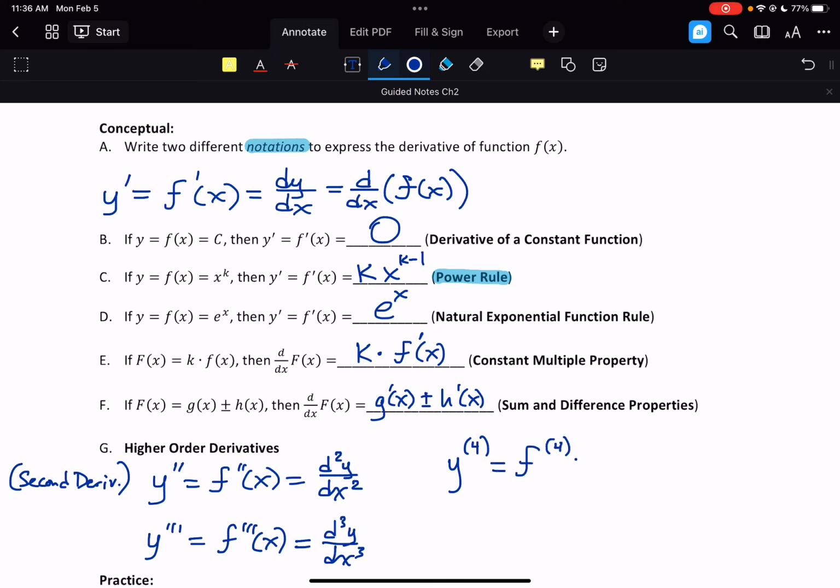So I know this looks like f to the fourth power of x, but it's actually the fourth derivative of f of x. Okay, so the parentheses are a very important distinction, because without the parentheses, it is the fourth power. But with the parentheses, it is the fourth derivative.